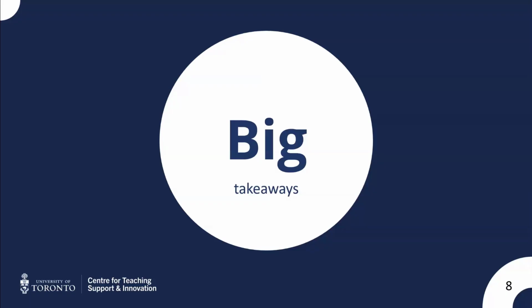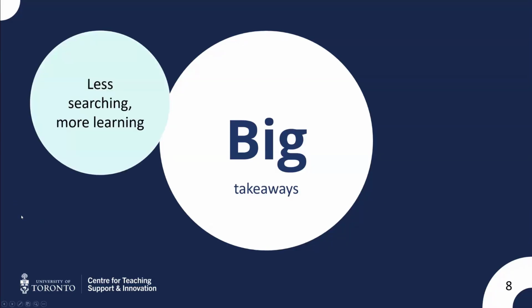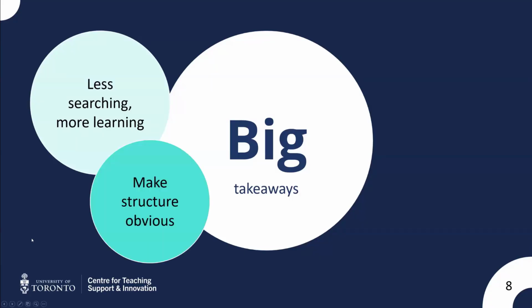So our big takeaways for today. First, less searching, more learning. When course materials are organized clearly, learners can spend less time looking for information and more time focusing on learning, participation, and engagement. Second, make structure obvious. Headings, chunking, lists, white space, emphasis, and sequencing all help the structure of information become more visible to your learners.